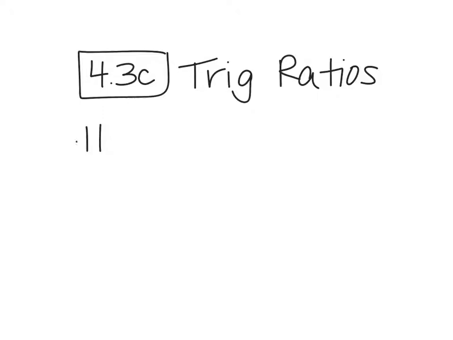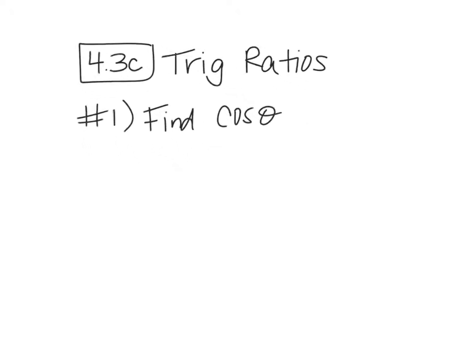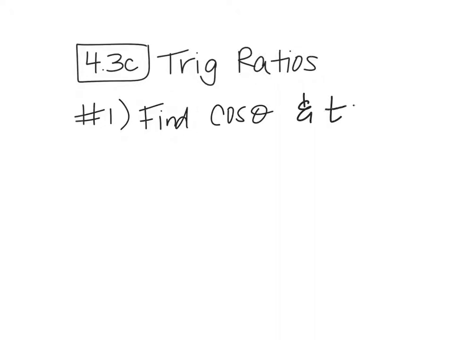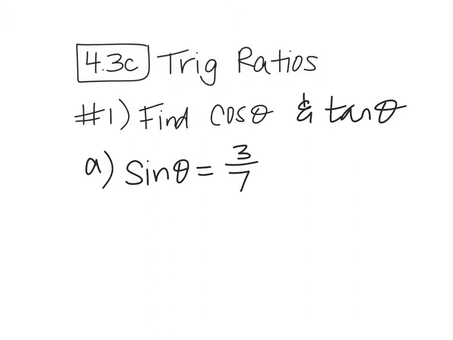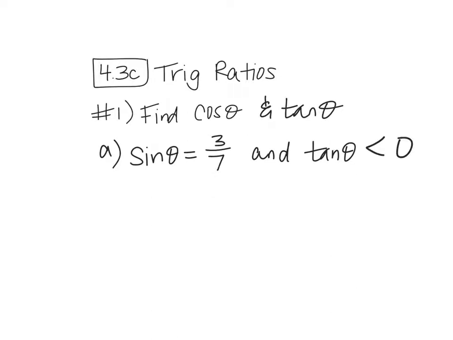We are going to be off the unit circle. Whenever you're off the unit circle, you're really going to want to set up a right triangle. So we're going to find cosine of theta and tangent of theta. And we're going to be given a couple of things. We're going to do a couple of these, okay? We're going to be given that the sine of theta is equal to 3/7, and tangent of theta is going to be less than 0.